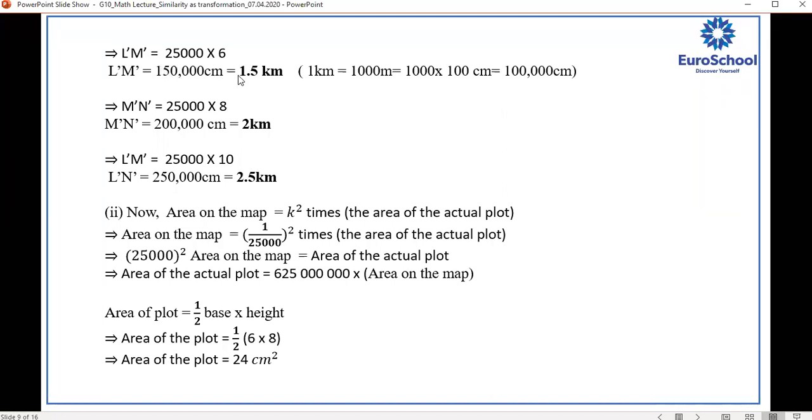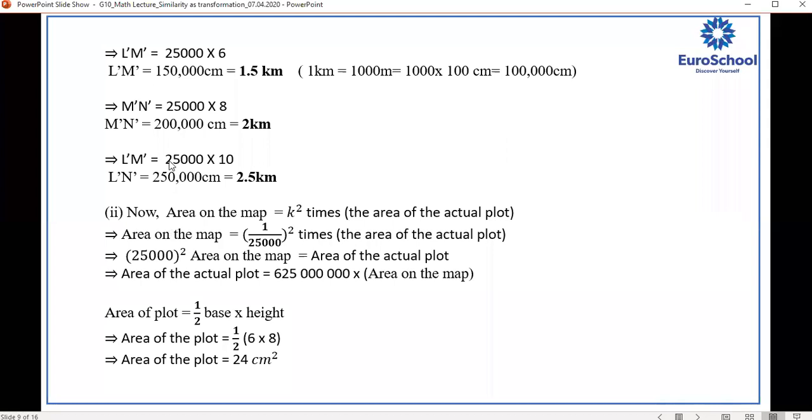1.5 kilometers. Ma'am, we can do like this also, right? 25,000 into 6 upon 100 into 1,000. Perfect. You can do that. But wherever you are doing, see, when I have done it, first I have written centimeter. Whatever unit you are using, you have to mention there. Now, the moment you put the conversion there, write kilometer.